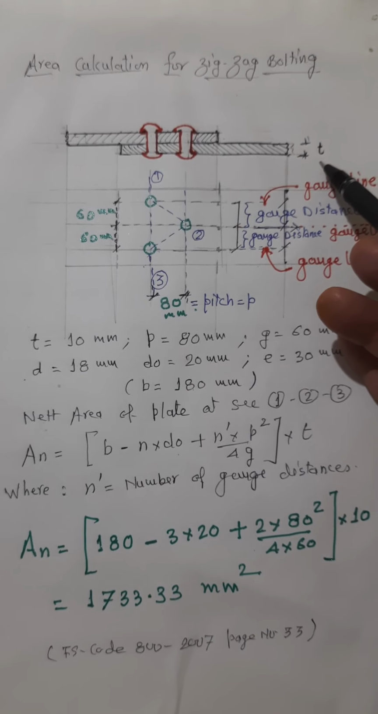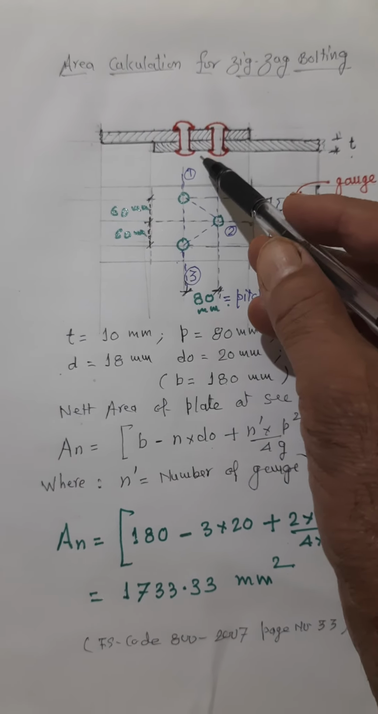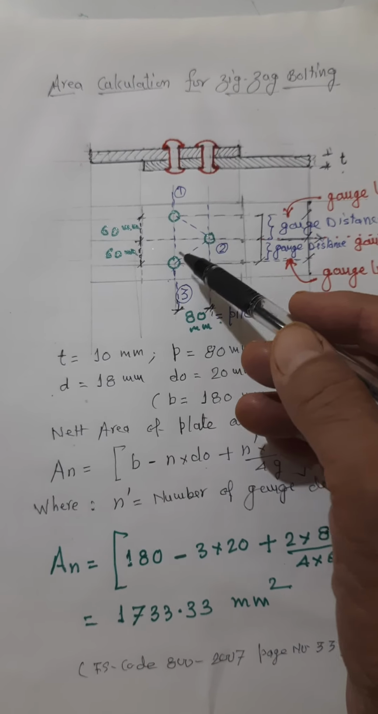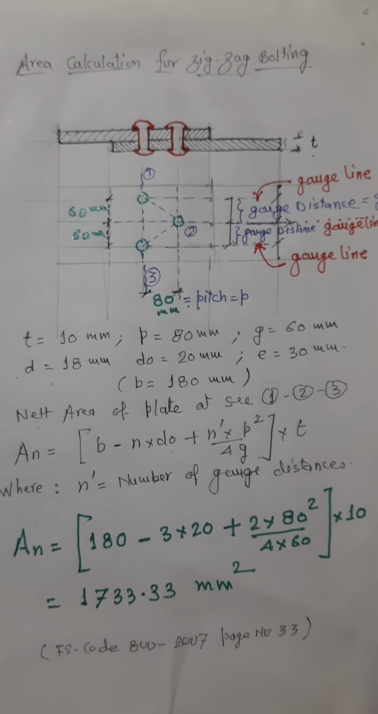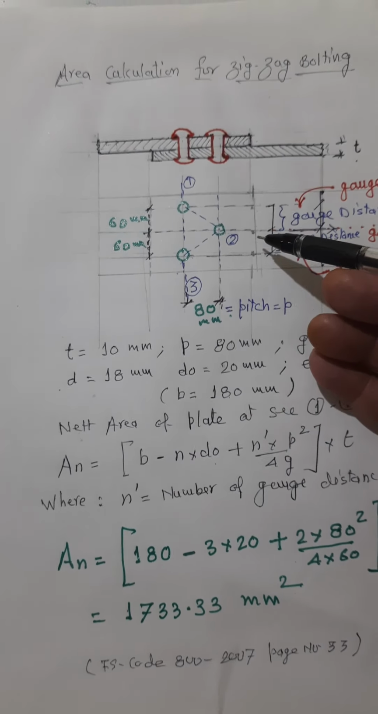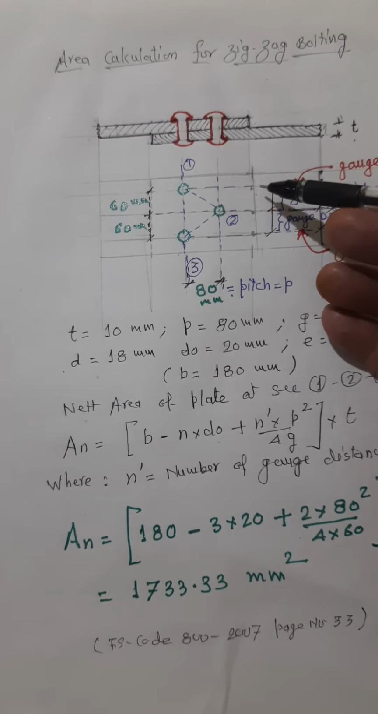with a thickness as t. These are the two boards. In the plan it has shown a single rivet over here, the two rivets are over here, and this is the pitch, and this is called the gauge distance.